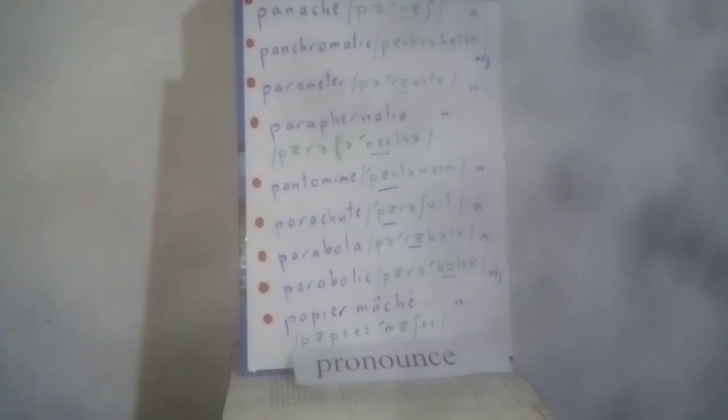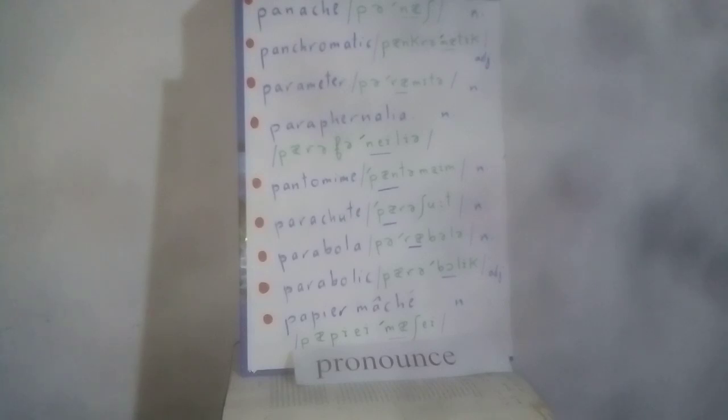And then you move on to parabola, which means curve. Parabola is a four syllable noun, stressing the second syllable, rab, parabola. The adjective is parabolic. Parabolic is a four syllable adjective, and the stress is on the third syllable, ball, as in the ball was short or parabolic. The noun is parabola. The adjective is parabolic. The last word is papier-mâché.